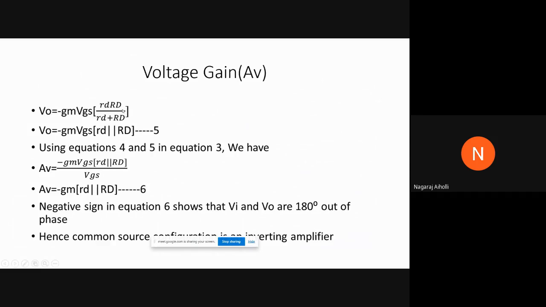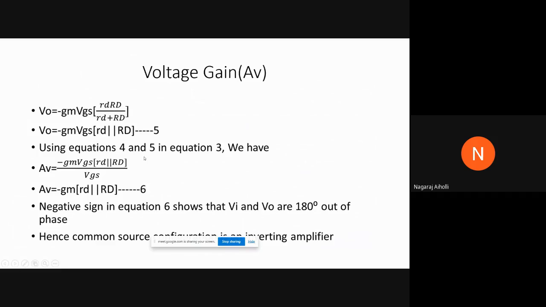What is this small rd into capital RD divided by small rd plus capital RD? It is a parallel combination of small rd and capital RD. That is, we are writing here V naught is equal to minus GM VGS into small rd parallel capital RD. Take it as equation number 5.